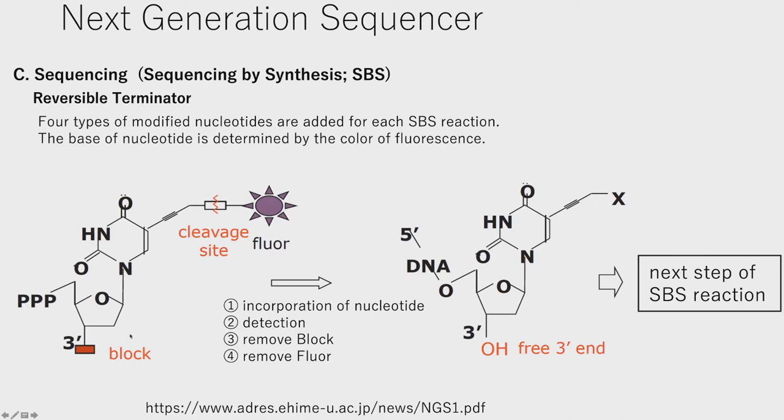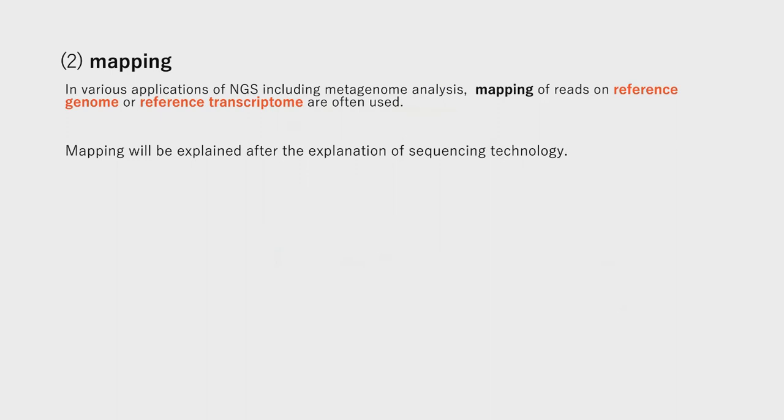Reversible means that, let's see the three prime region. The three prime region is blocked, but the block can be removed. So this region is used to terminate the elongation of the complementary chain, but after that, it is also used to elongate the complementary chain. And a fluorescent dye is attached to the base. Okay, as I told, I'll explain the mapping later and the application of the next generation sequencers.